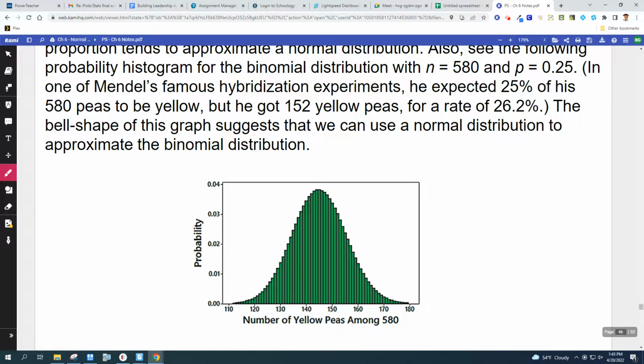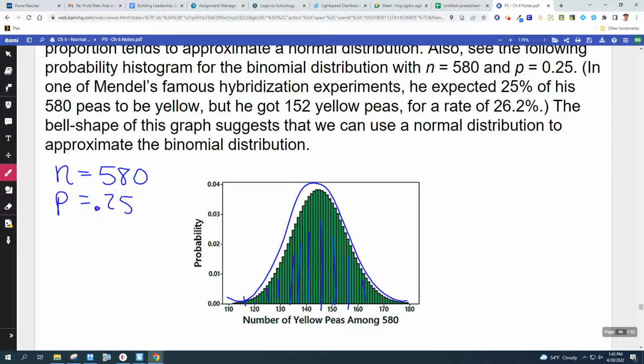What happens is there are just so many different things that can happen, but if you actually calculate all of the things that could happen with these pea plants, you notice a normal curve. And so that's where we're thinking, okay, maybe we can use the normal curve to approximate the binomial. In this binomial problem, N is 580, P is 0.25. They didn't give you Q, but it's easy enough to figure out: Q must be 0.75.